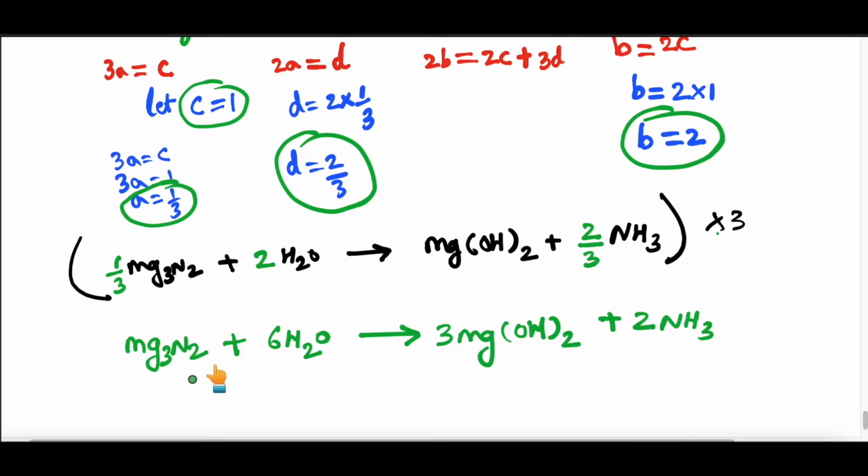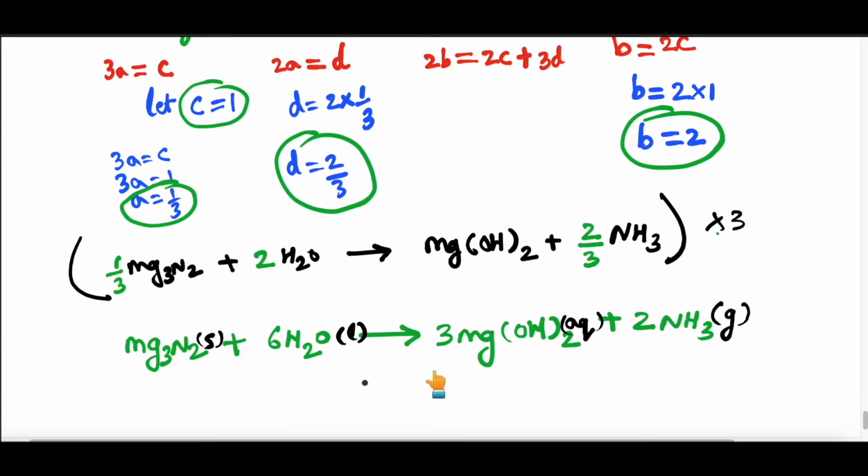Now the final step, we will write down the physical state of these compounds. So magnesium nitride is solid in state, water is liquid in state, magnesium hydroxide is aqueous in state, plus NH3, that is ammonia, is gaseous in state. So now this is a balanced chemical equation by the algebraic balancing method.